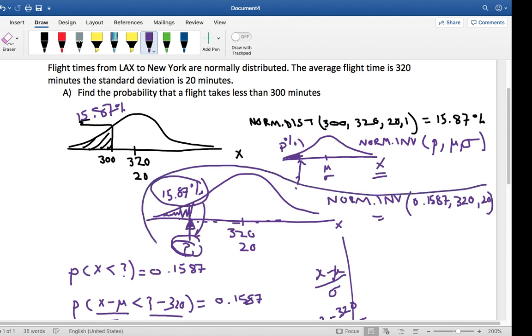But this only works if the proportion or the area, the percentage, is to the left of the point. If the area to the left of this point is 0.1587, which is what Excel wants, the area to the left, I could have equally asked this question and said that there's a point such that 84.13% of flight times are greater than that time. It's the same time. So 84.13% of flights take longer and 15.87% take less than that particular time.